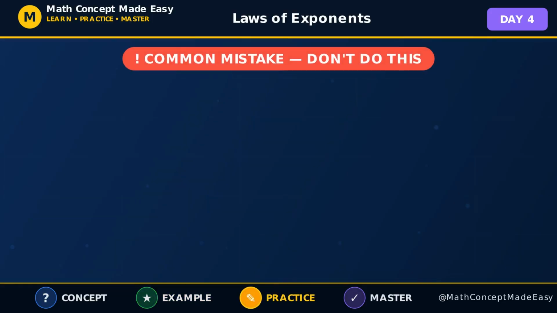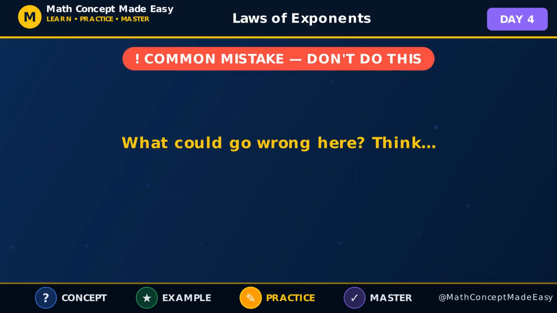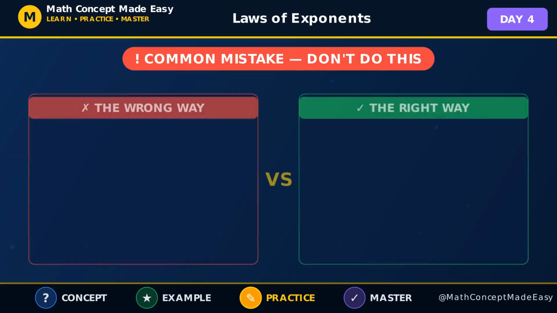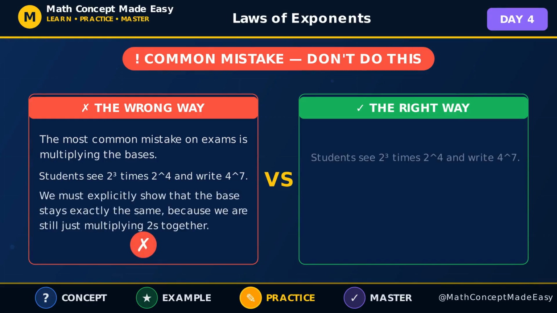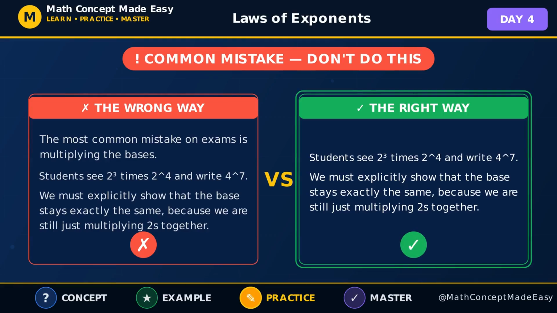Now, a quick warning, because I see students lose marks on this every single year. Before I show you, think about what could possibly go wrong here. 3, 2, 1. The most common mistake on exams is multiplying the bases. Students see 2 cubed times 2 to the power of 4 and write 4 to the power of 7. We must explicitly show that the base stays exactly the same, because we are still just multiplying 2's together. Compare the wrong way and the right way on screen, and promise yourself you will never fall for this one.